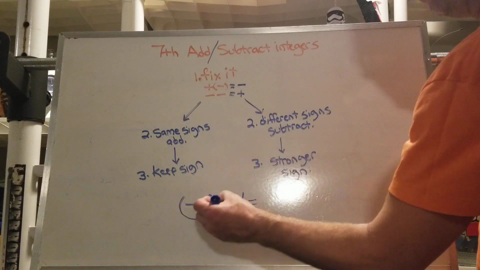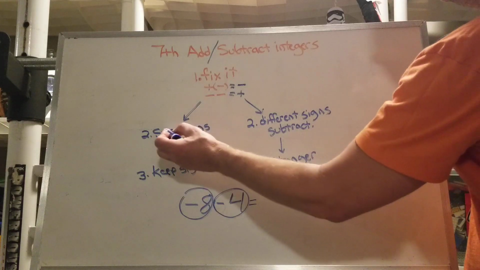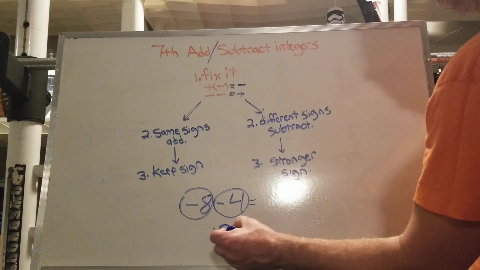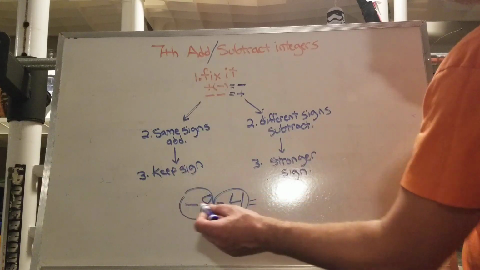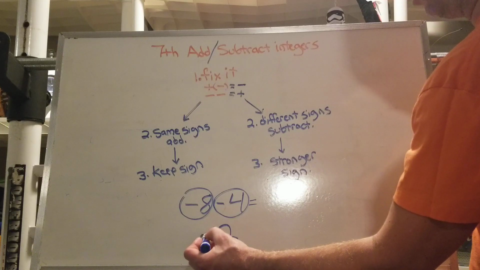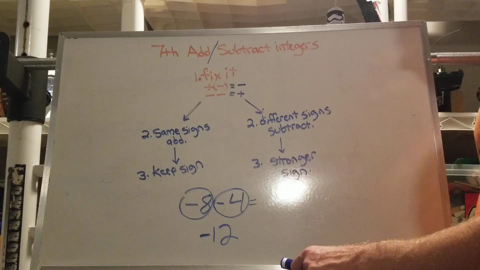We have a negative 8 and a negative 4, and we know those are the same signs. So we're going to add them together. 8 plus 4 is 12. And then we just keep the sign we have. These are both negative. If they're both negative, it just stays negative. If they're both positive, it just stays positive. So negative 12 is my answer there.